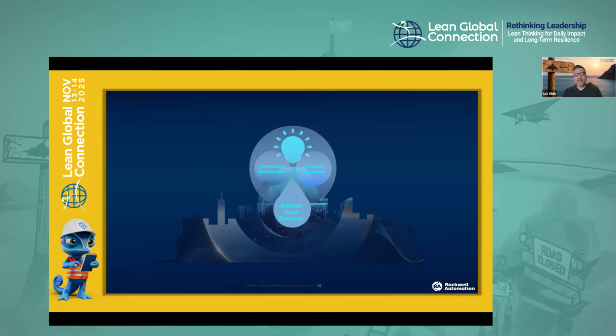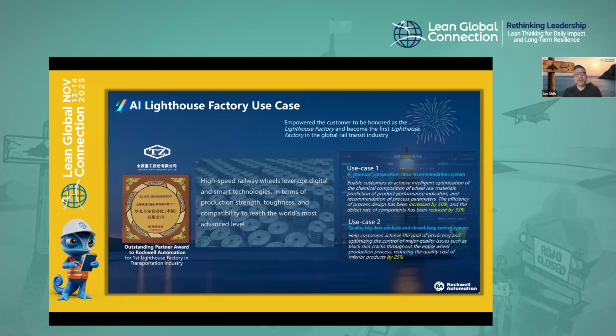So quickly here, we talk about these three things, starting with bottom line optimization. Leveraging AI technology, we have helped many lighthouse factories in the world, especially here in China. This is the most recent one that was certified by WEF as a lighthouse factory, and we supported them with two AI use cases. This goes to the high-speed railway wheels. You can imagine how important the quality of these wheels needs to be, not only for the smoothness of the ride, but most importantly, the safety of the people.